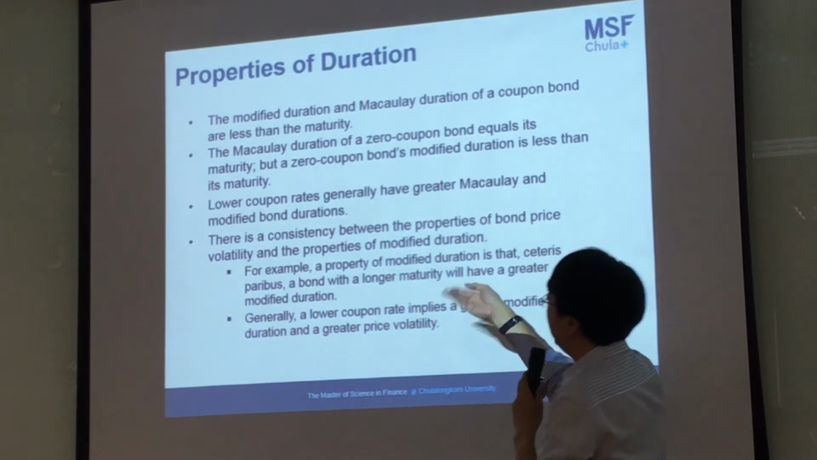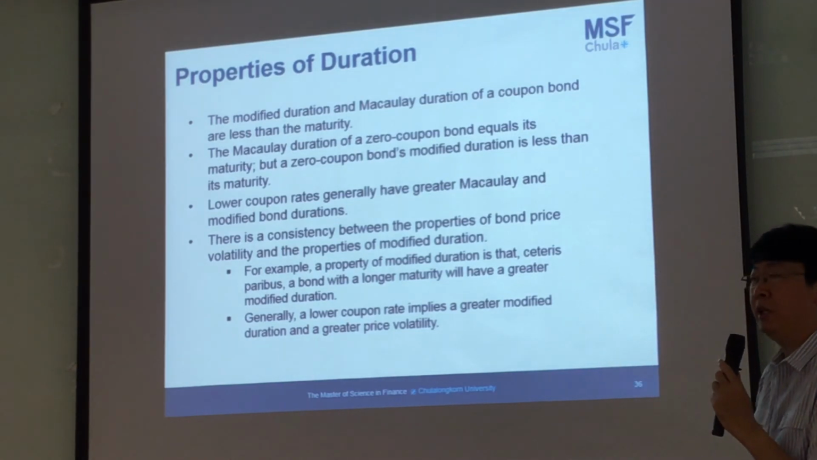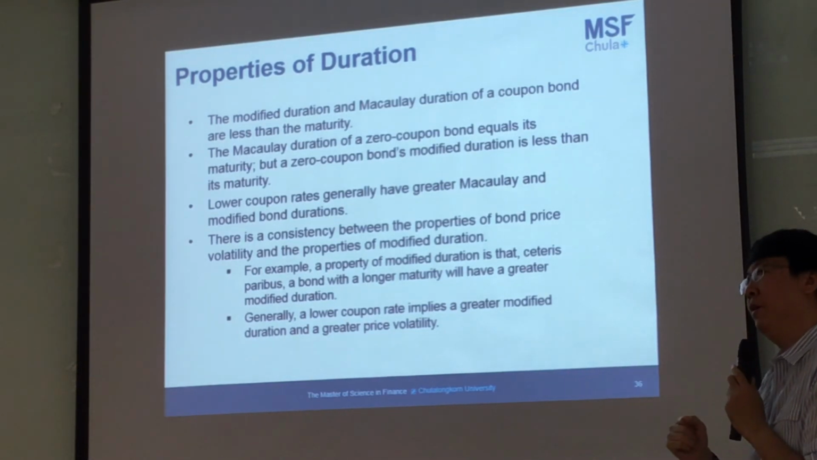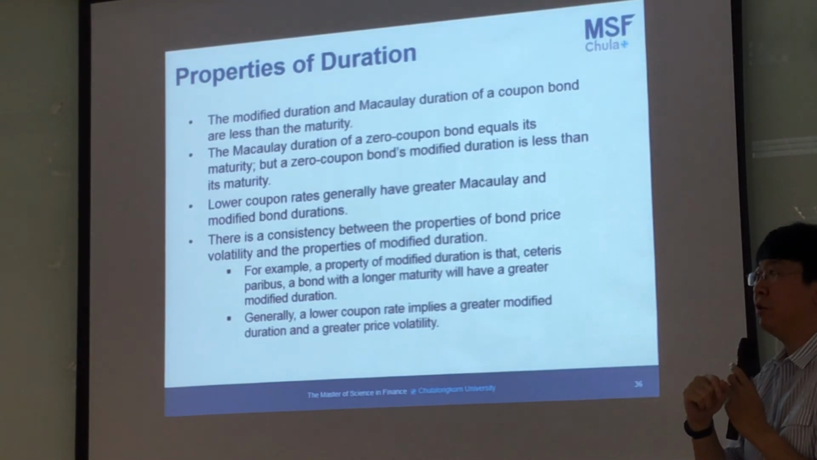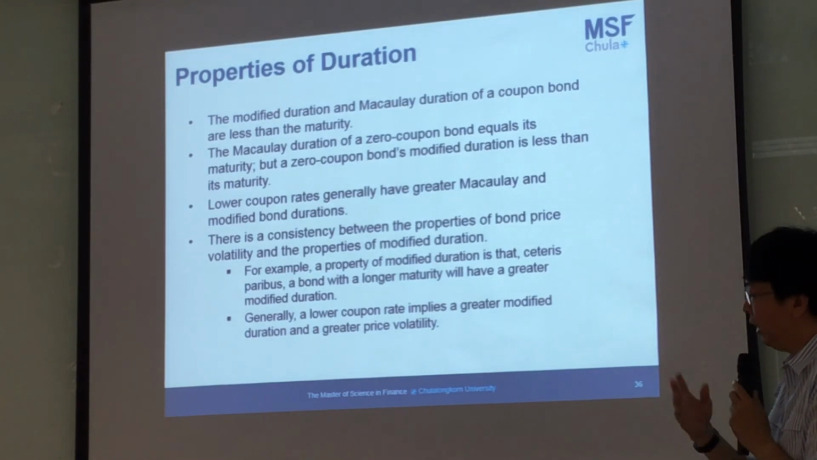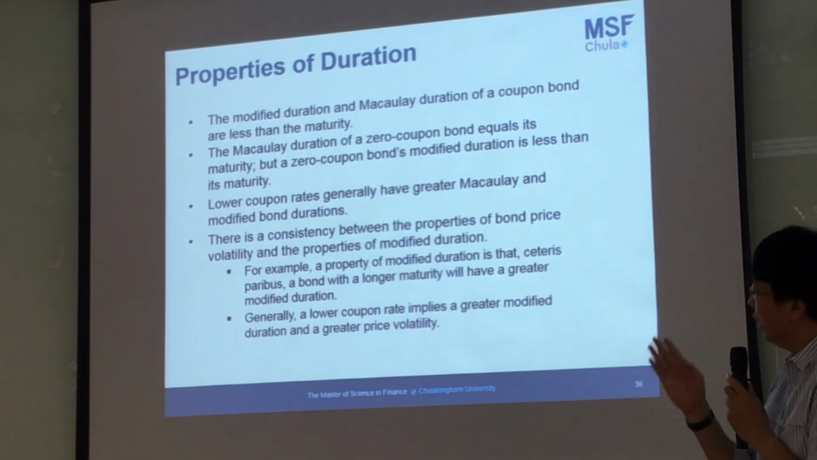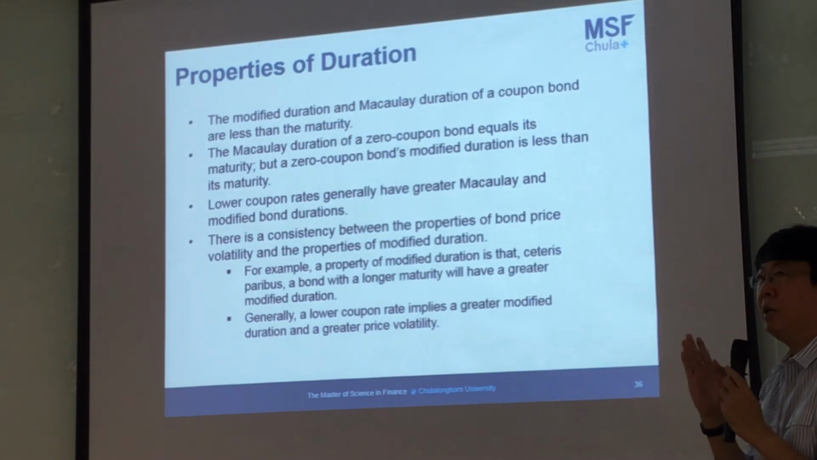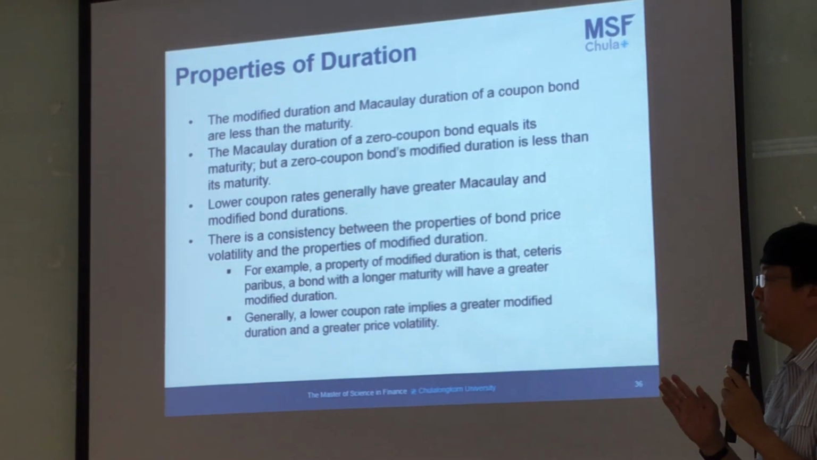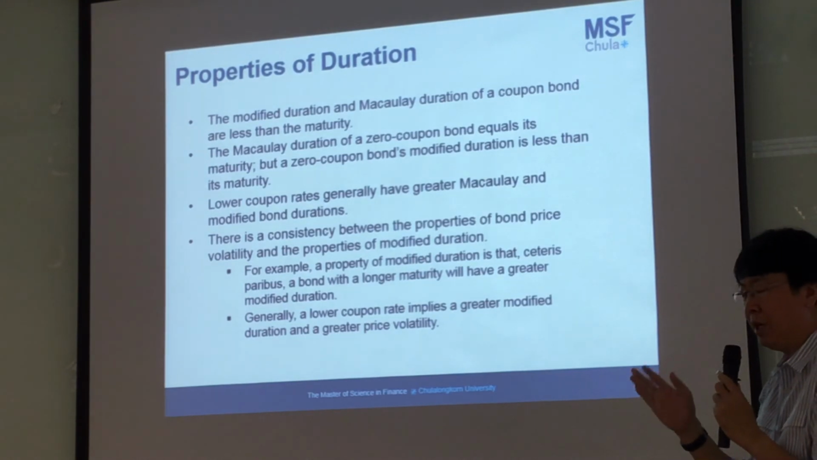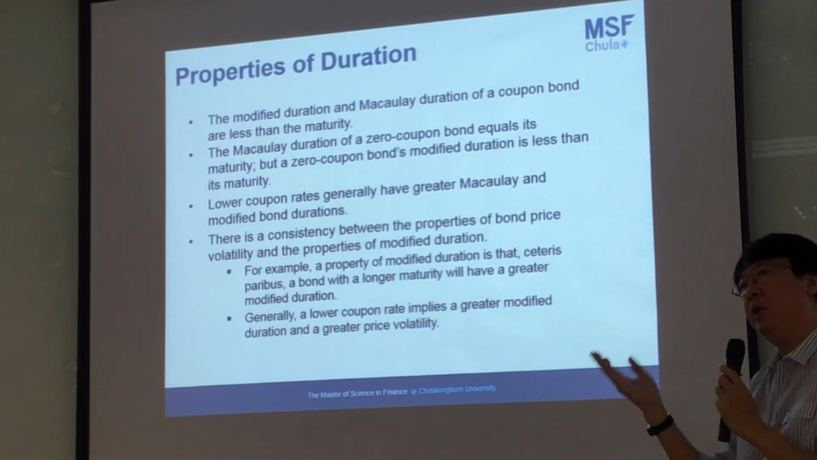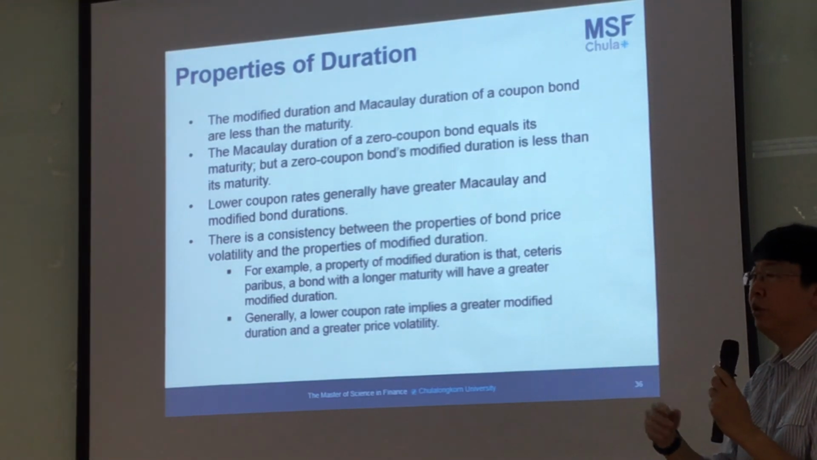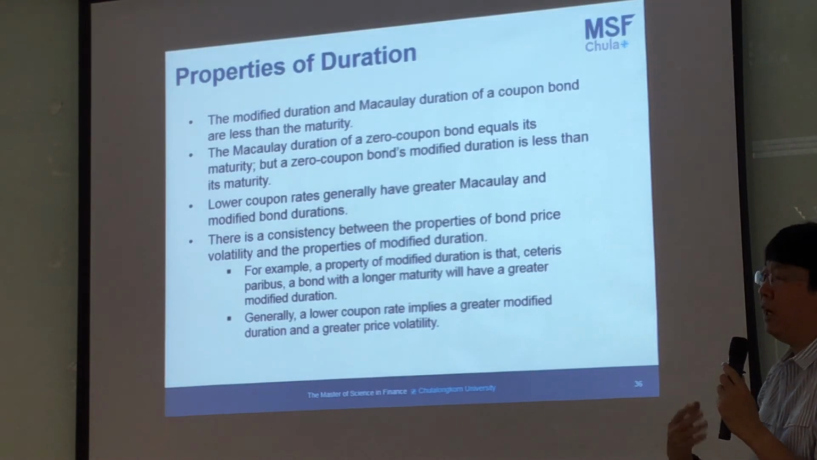The property of the duration is just consistent with the property of the volatility. A low coupon bond has higher volatility, right? We have talked about this. So it is the same: the low coupon bond will have a higher duration than the high coupon bond. Of course, with a longer time to maturity, we have higher duration.